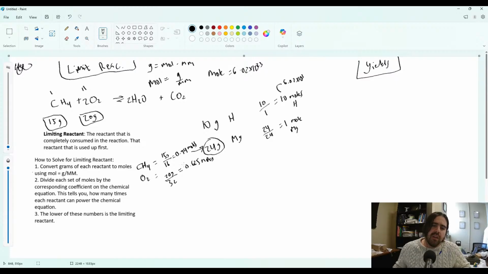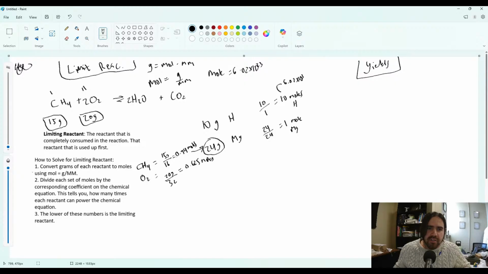Okay. So now already, right out of the gate, even though we had a larger mass, we had more grams of oxygen than we have grams of methane, because oxygen weighs so much more than methane, we actually have fewer moles of oxygen than we have moles of methane. Okay. So first step, convert grams of each reactant to moles of each reactant. Now, the next step is we divide each set of moles by the corresponding coefficient on the chemical equation.